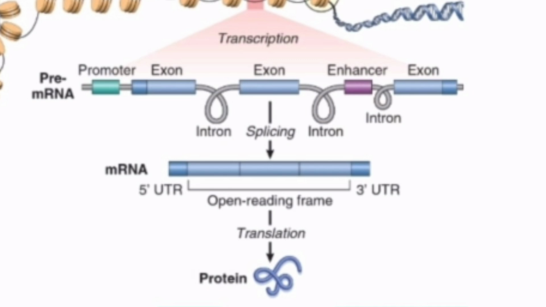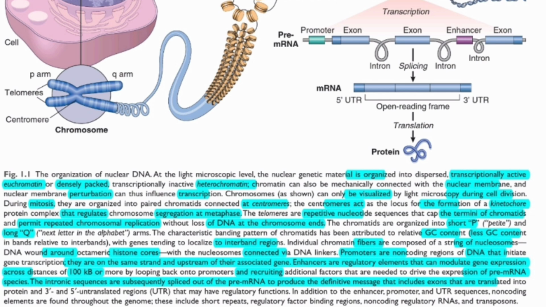converted into a protein. The genetic material, which is chromatin, as we studied, can be organized into heterochromatin and euchromatin, but it can also be mechanically connected with the nuclear membrane, and nuclear membrane perturbation can thus influence transcription. मतलब कि कोई क्रोमेटिन अगर मैकेनिकली भी कनेक्टेड हो जाता है न्यूक्लियर मेम्ब्रेन के साथ तो भी ट्रांसक्रिप्शन एक्टिव हो सकता है.